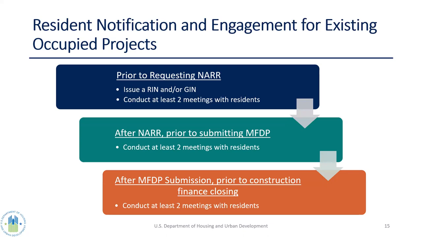The GIN, a general information notice, is sometimes required, and in scenarios where the project will involve acquisition or substantial rehab or demolition, this notice would provide a description of the project and activities planned, and any relocation assistance that may be available. So they sound similar, but there's distinct requirements for each one. And our RAD notice revision 4 provides more detail on the content of those notices if that applies to your particular project.